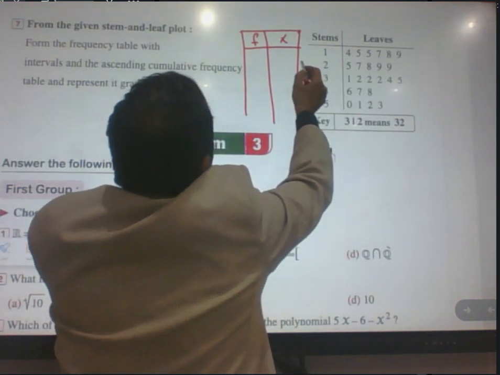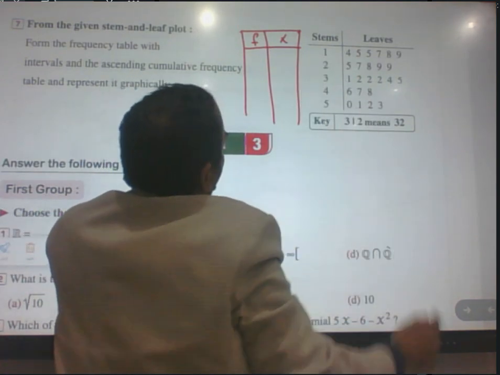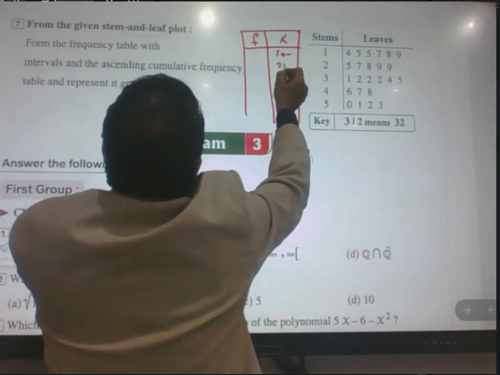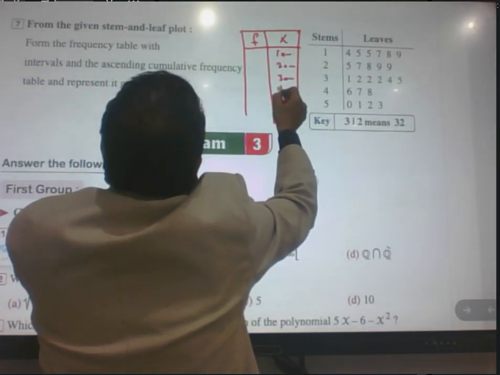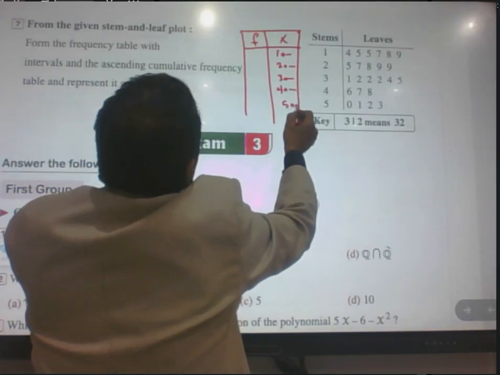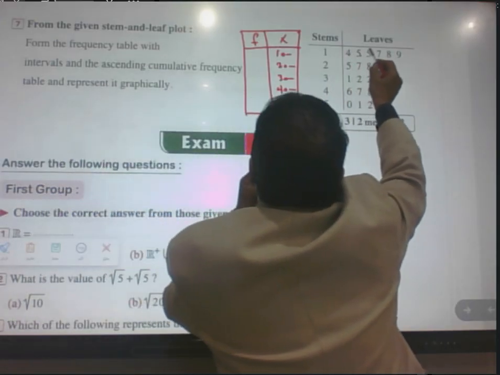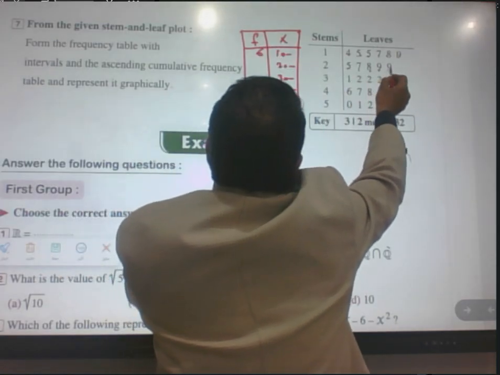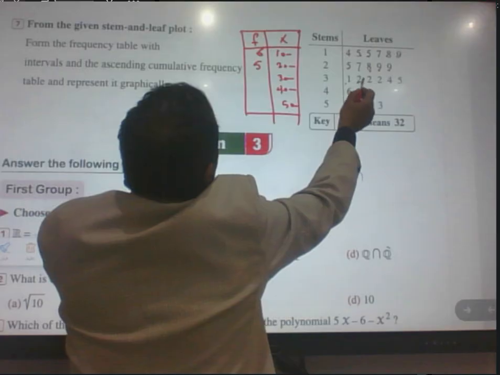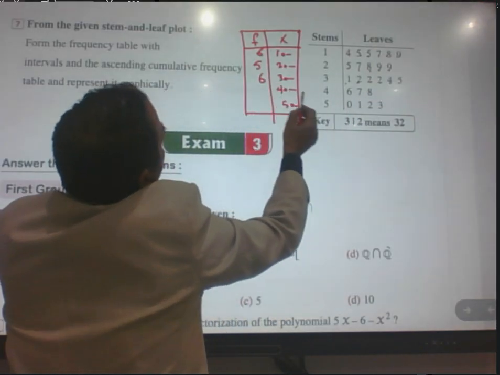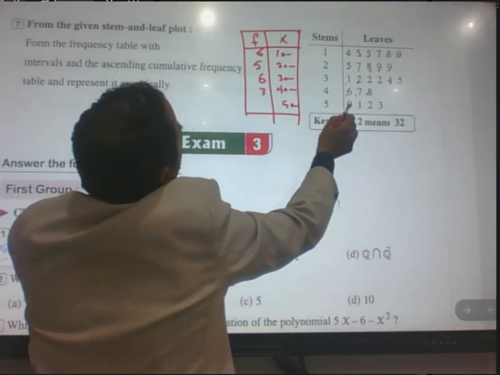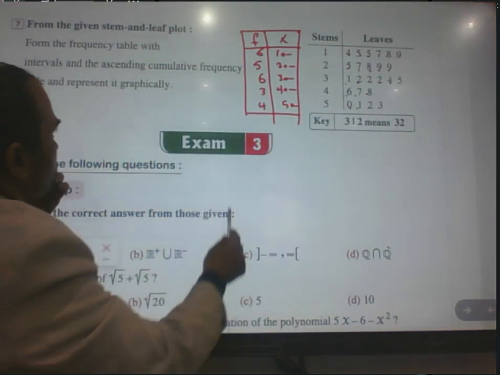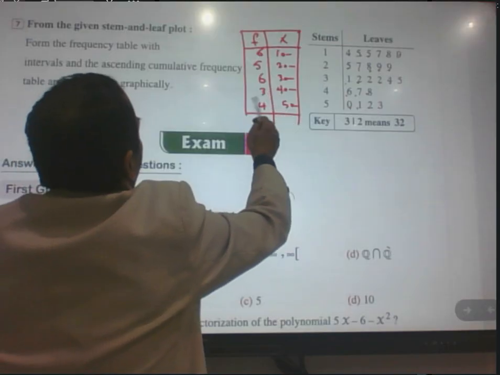The sets start from this number 14, so the intervals will be 10 to 20, 20 to 30, 30 to 40, 40 to 50, 50 to 60. Count with me: 1, 2, 3, 4, 5, 6, right here 6. And frequency: 1, 2, 3, 4, 5, right, 5. Then 1, 2, 3, 4, 5, 6. Then 1, 2, 3, and 1, 2, 3, 4. A summation of frequency here: 4 plus 3, 7. Okay, I don't need it now.